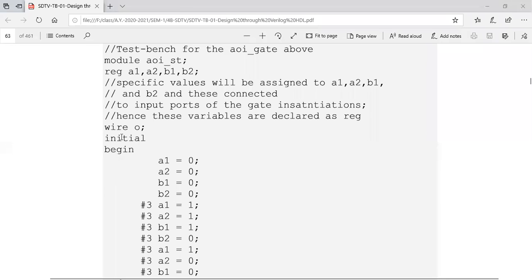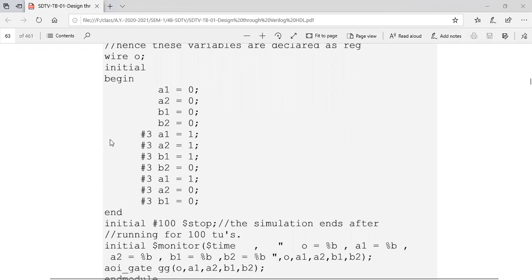So then we used a wire here for indicating the output. For inputs in the test bench we are using registers, and for output we are using a wire. Now, in the initial stage, that means the simulation process is at the 0th second, your output waveform is at the 0th second.